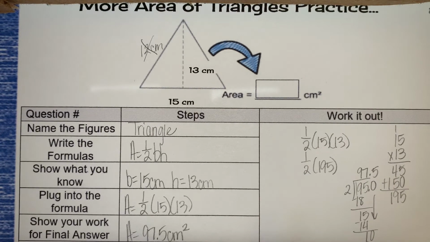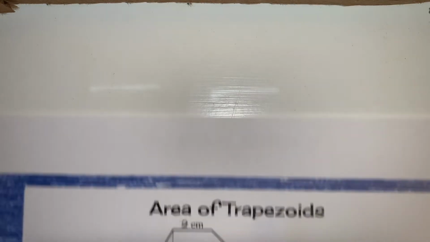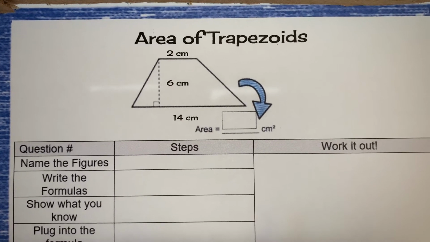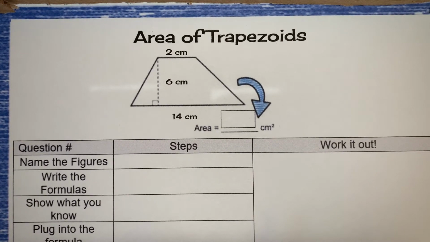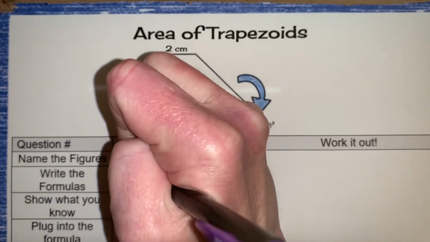Okay, so that's how you find area of triangles. We have one more shape, and it is the trapezoid. The area of a trapezoid, there's a little bit more to this one. So one more step than you have with a triangle. Let's go ahead and fill in trapezoid.